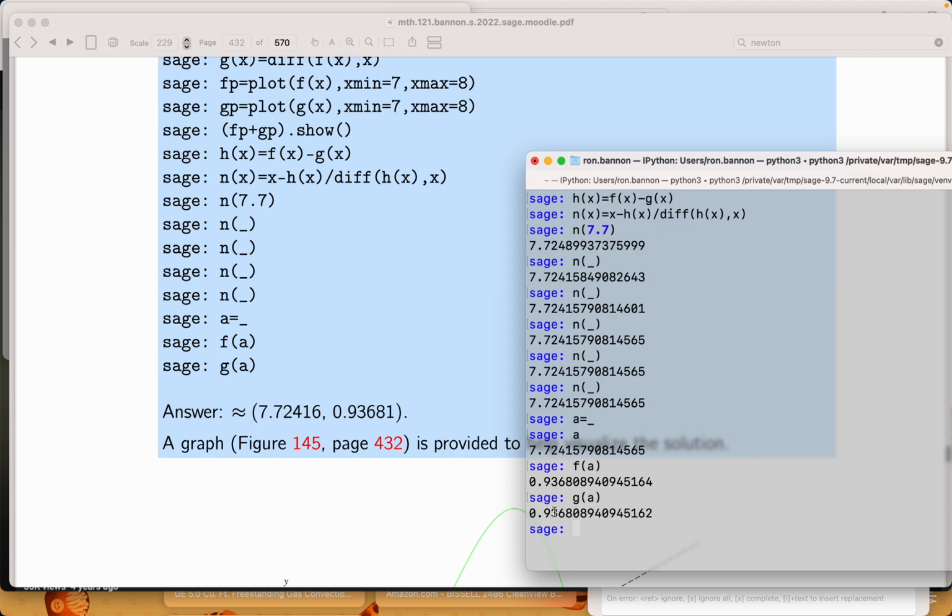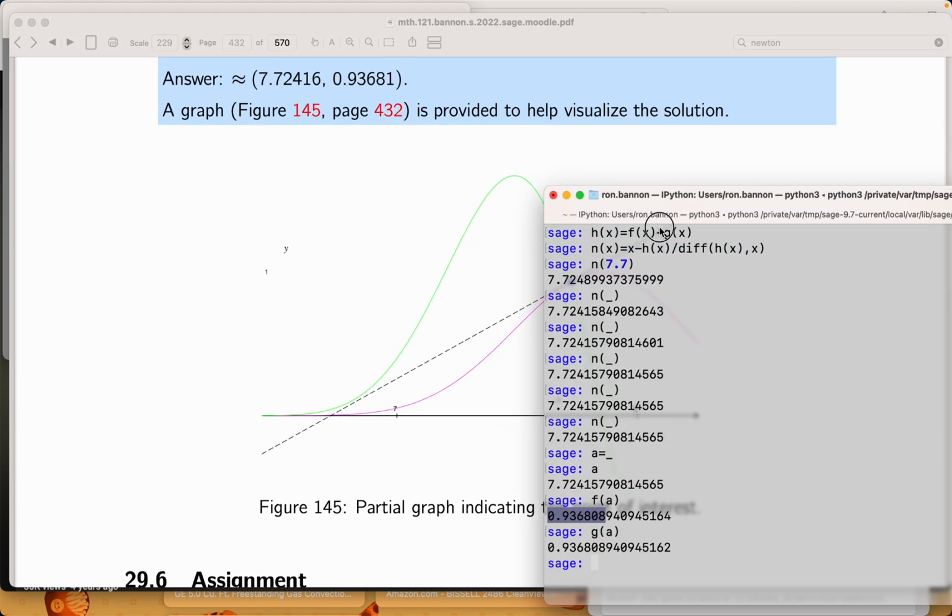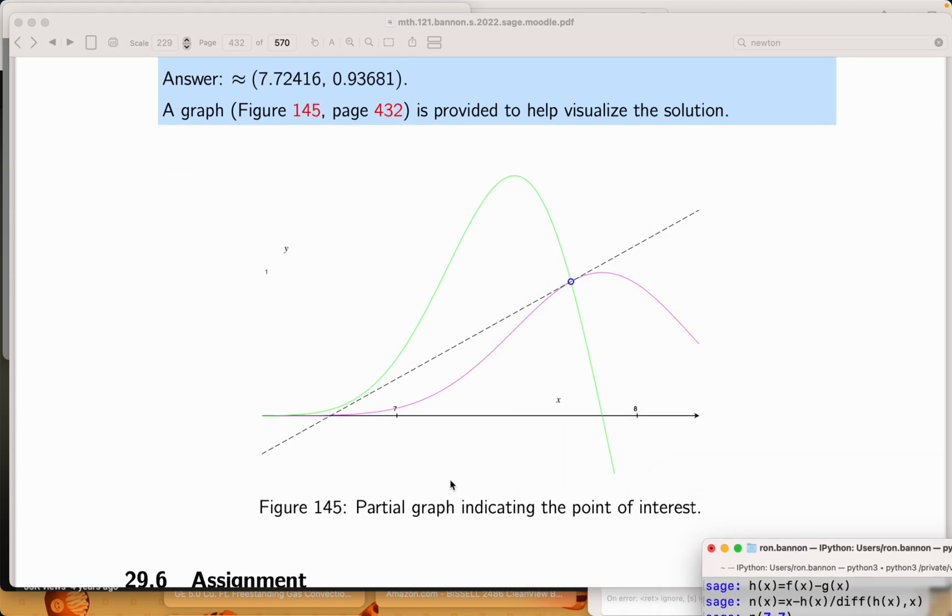And what's the point of intersection? Well, I'm rounding it off, and I want to point out these numbers are written over here for you. Looks like 7.7242, I rounded it off correctly. And the y value is this thing over here, 0.93681. I just rounded it. That's all I've done. I've also provided a graph for you. The graph shows the derivative being plotted, the function being plotted, and the tangent at the point where those two graphs are intersecting. And that's it. End of story. Thank you for paying attention.